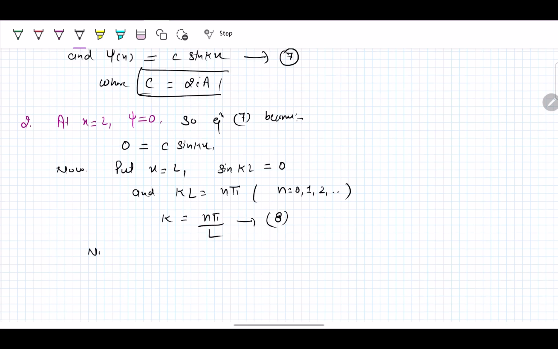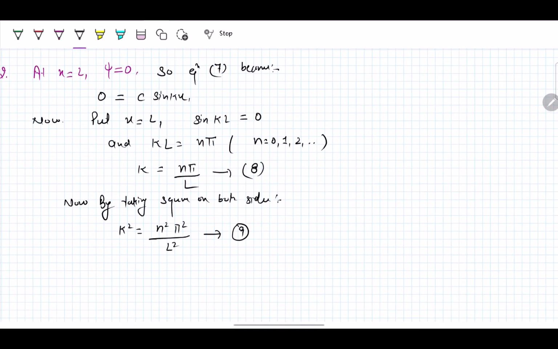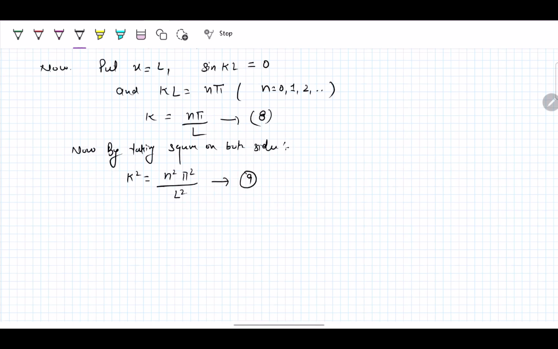Now, by taking the square on both sides, we get k square is equal to n square pi square over L square. This is my equation number 9. I'm going to use this equation in equation number 3.